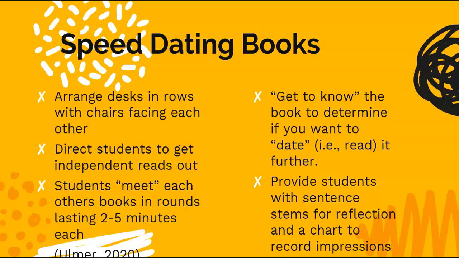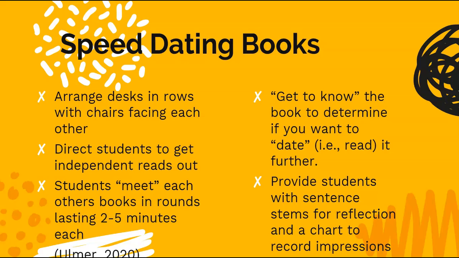and ask them to have their library books with them or their independent reads out. Students meet each other's books in rounds, lasting 2 to 5 minutes each. I usually do about 5 minutes. That gives each student 2-minute turns to introduce their books, and then a minute at the end before the next round to reflect on the book. So, to get to know the book, you determine if you want to date or read it further.